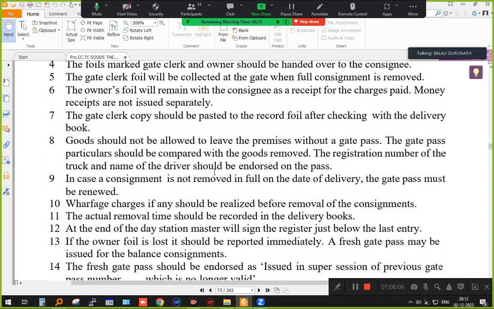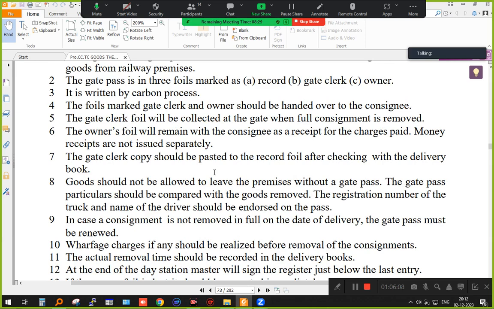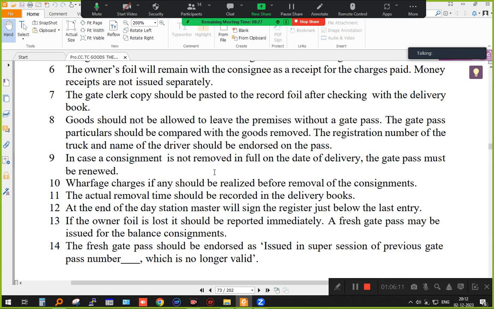Any doubt regarding gate pass? No, sir. Anybody? Any doubt?